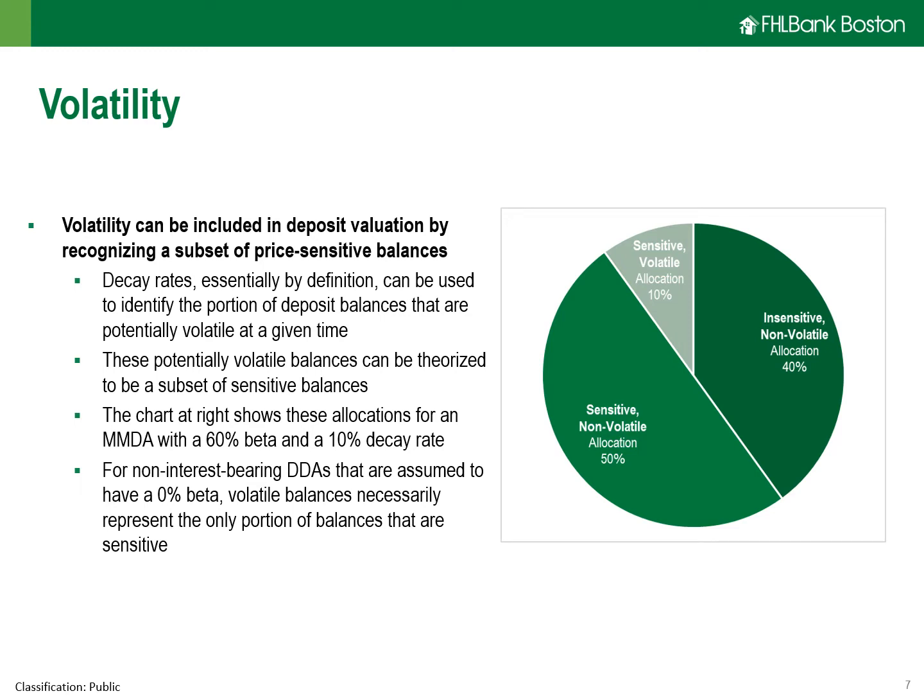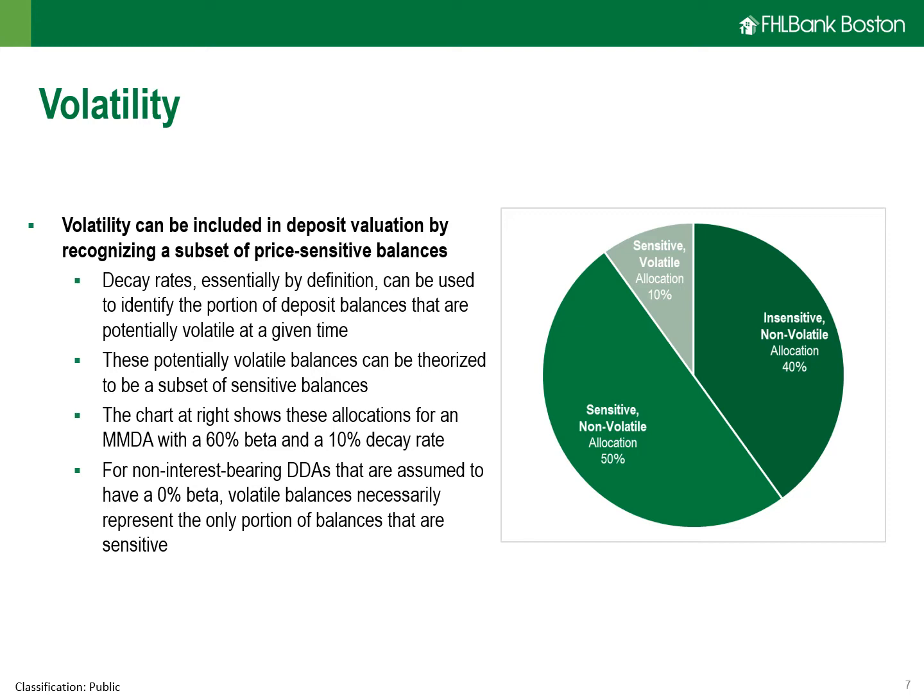So in the example that's on this slide, we said, okay, there was going to be a 60% deposit beta, so 40% of our balances are price insensitive, and 60% were going to be price sensitive. Now, what if we assume that we have a 10% decay rate, which is effectively asserting that it's going to have a 10% average life?